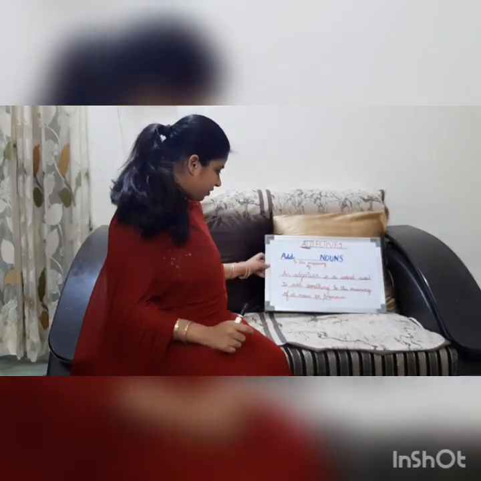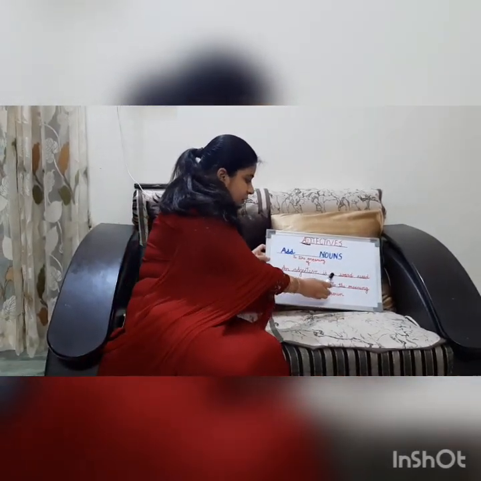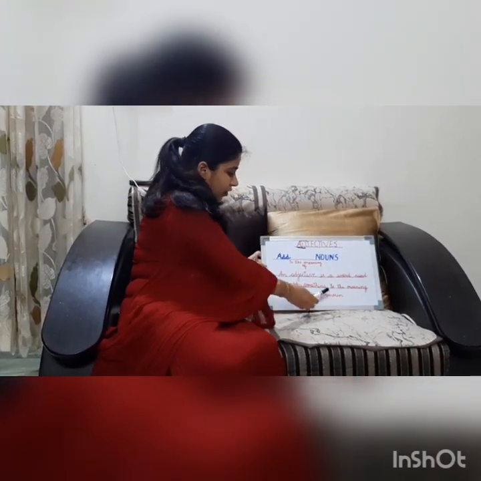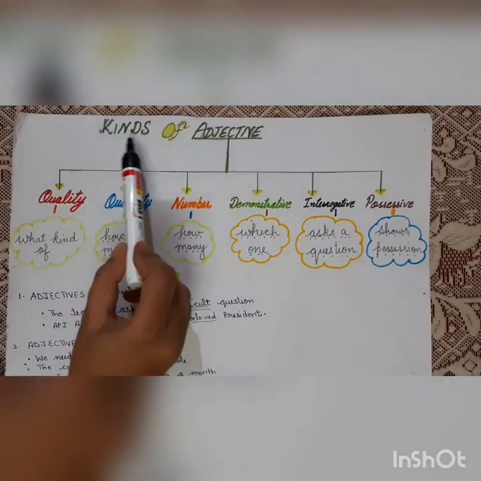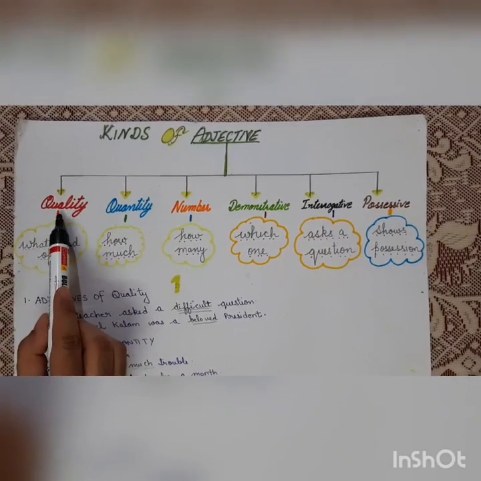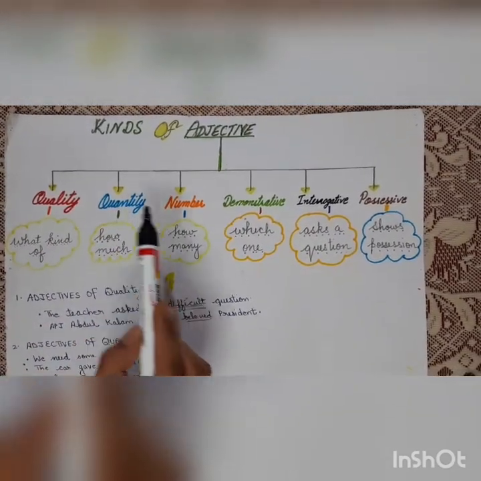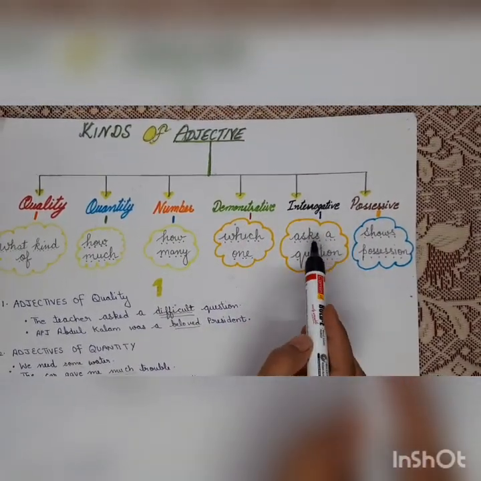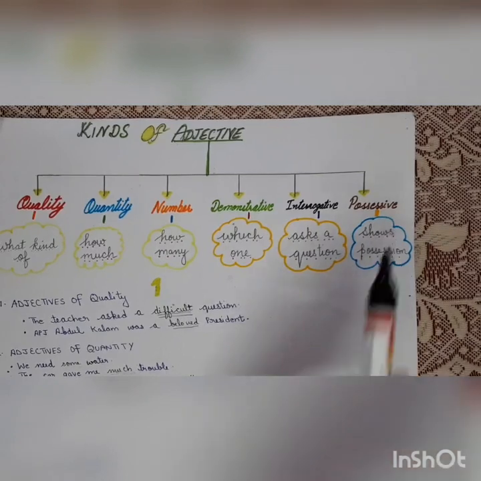Let us check the definition. An adjective is a word used to add something to the meaning of a noun or pronoun. Now we will do kinds of adjectives. I will be discussing with you 6 kinds of adjectives. There are 6 kinds of adjectives: adjective of quality, adjective of quantity, adjective of number, demonstrative adjective, interrogative adjective and possessive adjective.